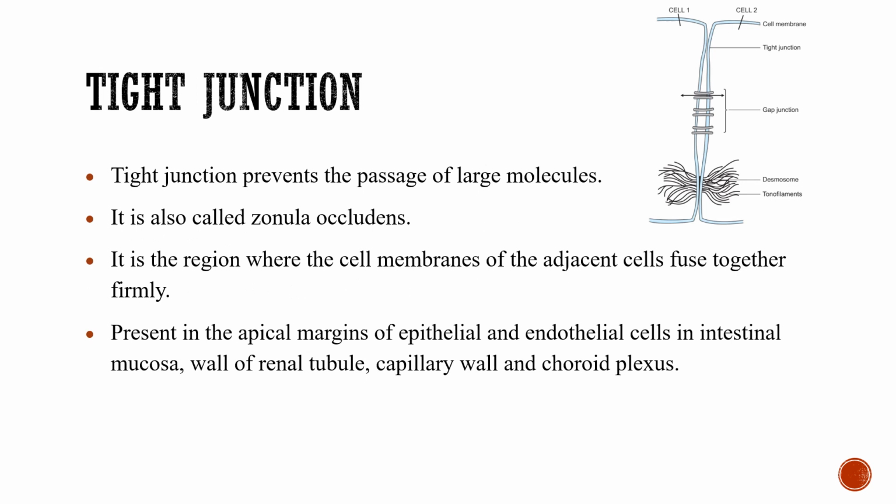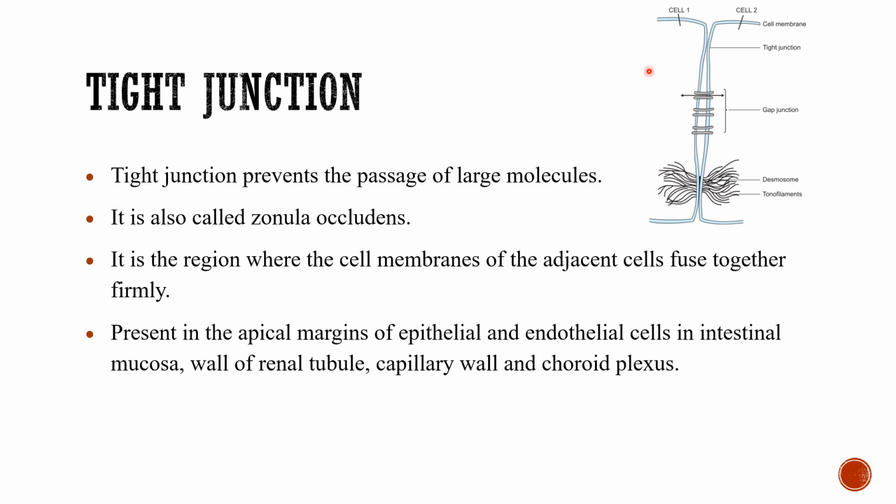First we will study about tight junction. As you know, it is a type of occluding junction. Here you can see there are two cells. In the apical region of these two cells, the cell membranes are fused firmly. So this is a junction which is called tight junction. The other name for this tight junction is zonula occludens. Because these cell membranes are fused firmly, it prevents the passage of larger molecules, whereas it allows passage of some smaller molecules from one cell to the other cell. So it is not a complete barrier.